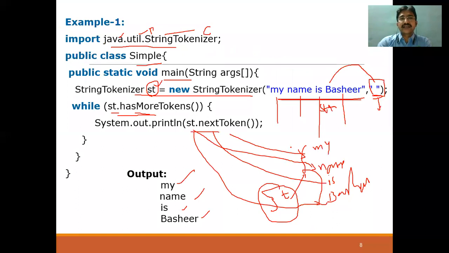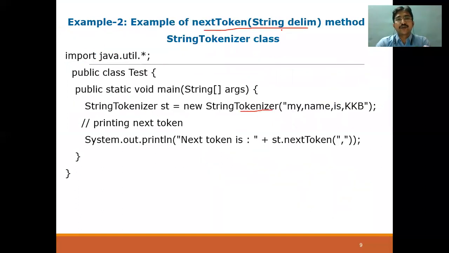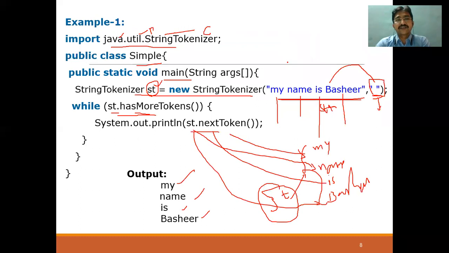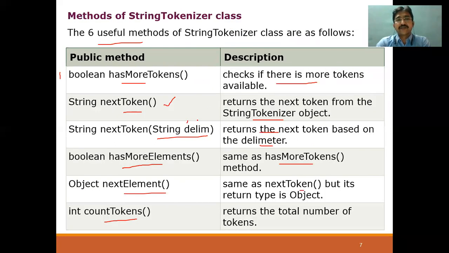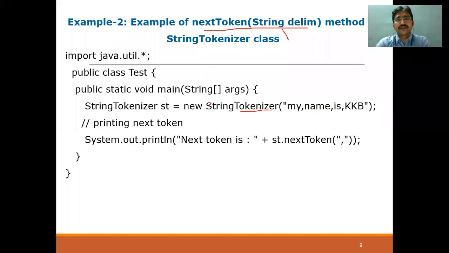Now let me see another example with nextToken with a single parameter, that is, a string delimiter. We have already seen the method with a string delimiter. Now I'm creating a class called Test and importing the util package. If you are confused about which class to import, just remember java.util.* instead of the specific class name. Please mention star.